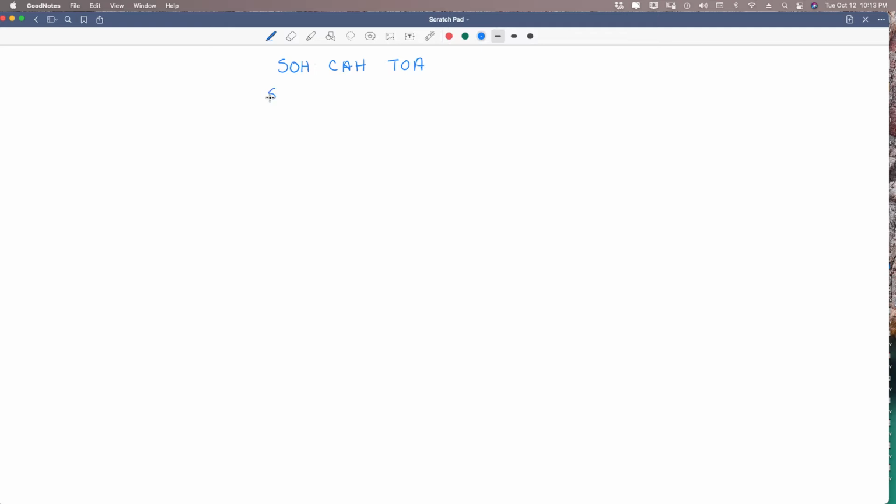Sine equals the opposite side over the hypotenuse. Cosine is the adjacent side over the hypotenuse. And tangent is the opposite side over the adjacent. So those are the ratios that we have available to use to solve the missing parts of these triangles.